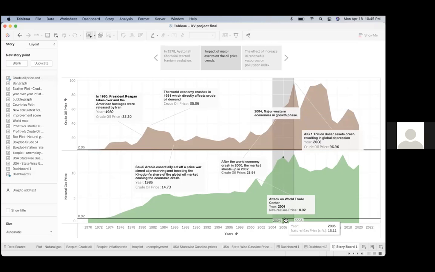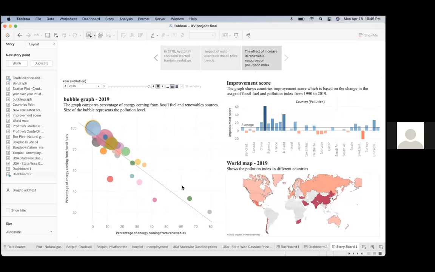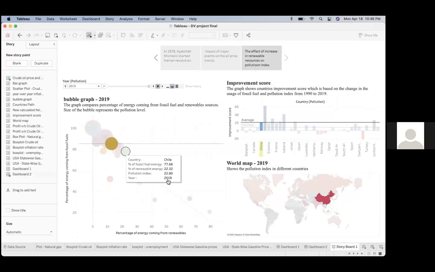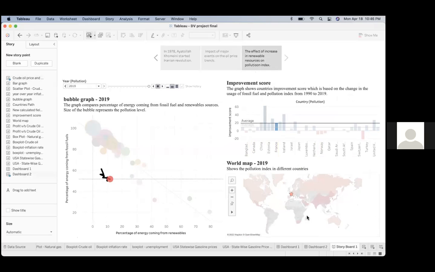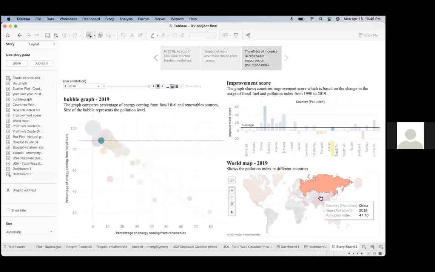Sharna, you can take over now. All right. So in the next storyboard, we can see the same dashboard that we have explained earlier, and it shows a lot of information as we have discussed earlier. Now Shangwa will take over the conclusion part.